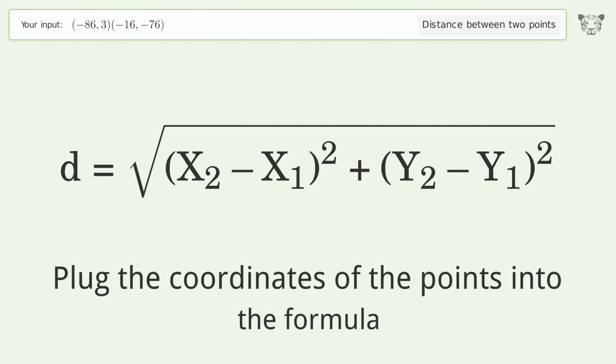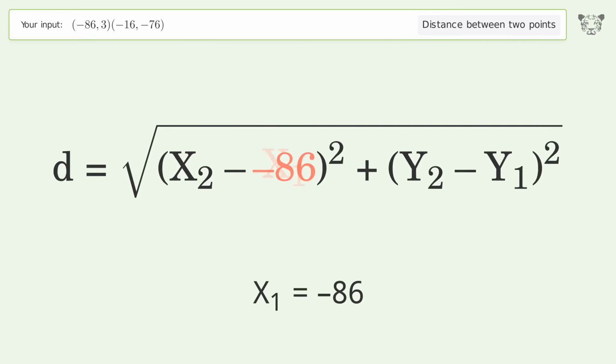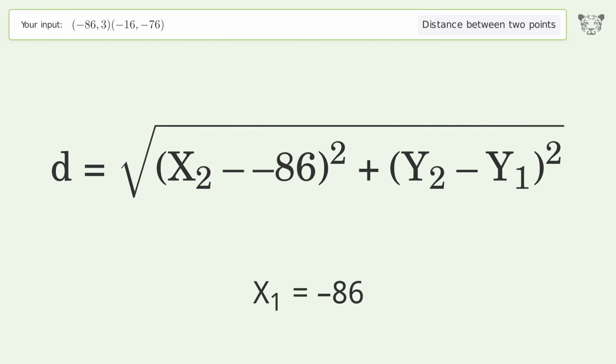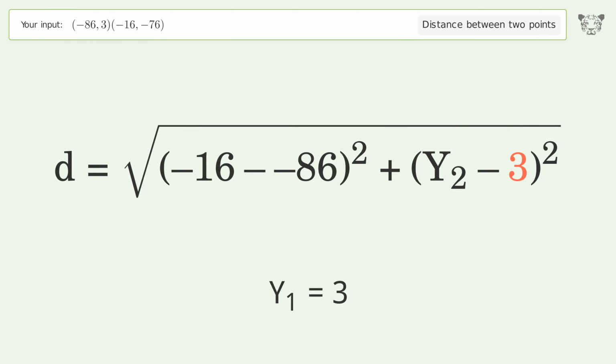Plug the coordinates of the points into the formula. x1 equals -86. x2 equals -16. y1 equals 3. y2 equals -76.